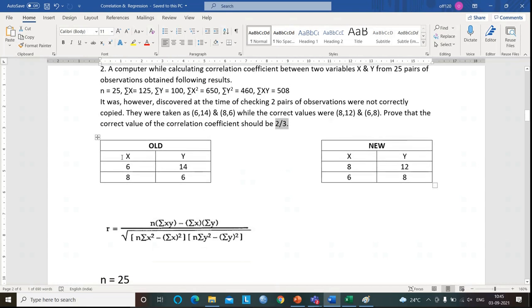Let us have the tabular form. Already I have written it in the tabular form here. See the old values which were taken as 6 comma 14 and 8 comma 6. Now the new values are 8 comma 12 and 6 comma 8. So what should I do? I have to remove older values and replace them with our new values. By doing that, there will be some changes in all these values. From those new values, if I find the correlation coefficient, my answer should be equal to 2 by 3. If that is equal to 2 by 3, we are done with the solution.